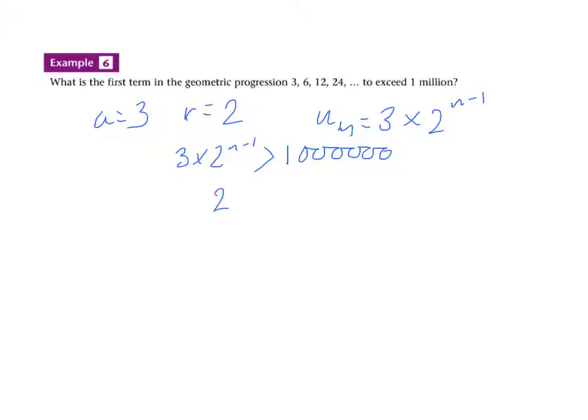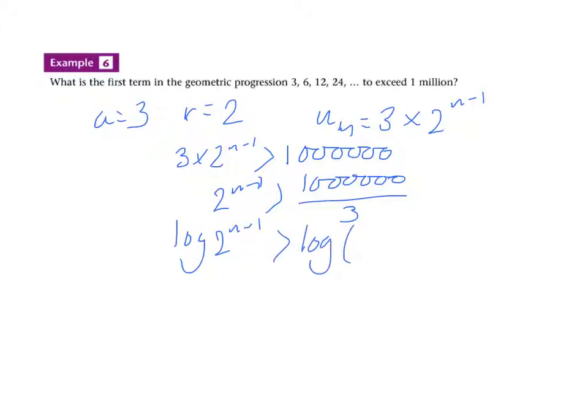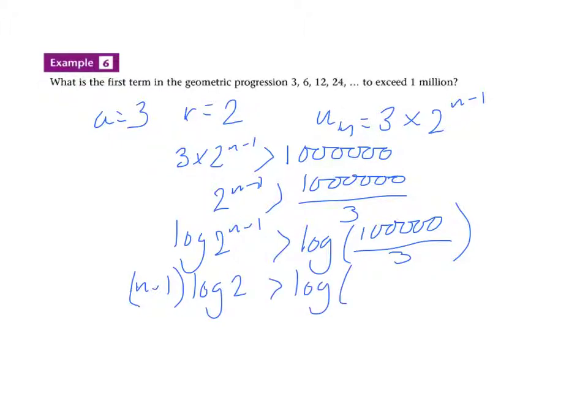First of all we can divide by 3 to get 1 million over 3. I'm still going to leave that as a sum like that. Now, the issue here is we've got the unknown in the power. In order to solve this, we use logs. So if we take logs of both sides, what we have on this side, log of 1 million divided by 3, is simply a calculation. It's just simply a number. But the key thing here is we can take the power down. So it now becomes n minus 1 log 2 is greater than log of 1 million over 3.